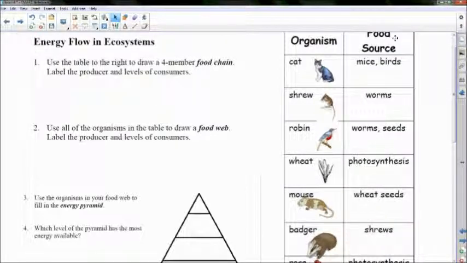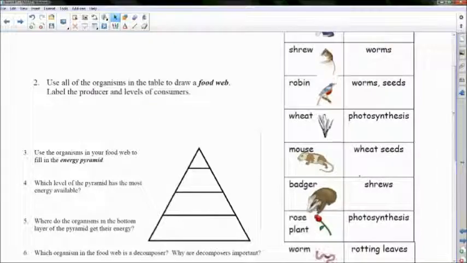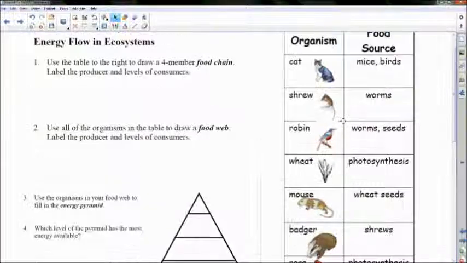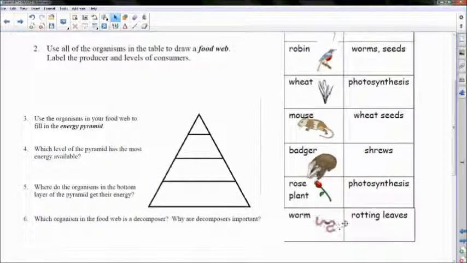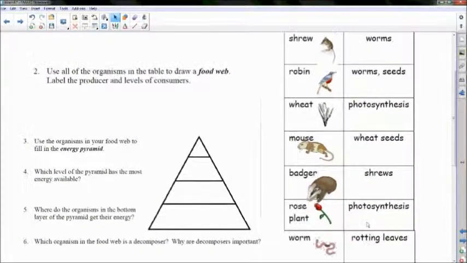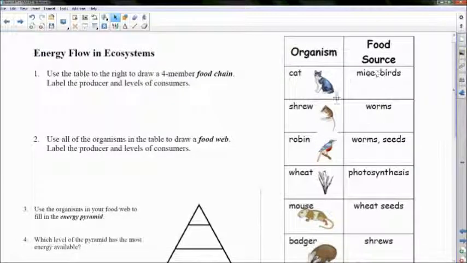Okay, let's talk about your homework a little bit. So the first part asks you to draw a four-member food chain with the organisms in the table to the right. To me, the best way to do that would be to take one of the plants, either the rose plant or the wheat, and then from there, the worm is going to eat the rotting leaves. Or then the shrew, then the bird will eat the worm, and then the cat will eat the bird.